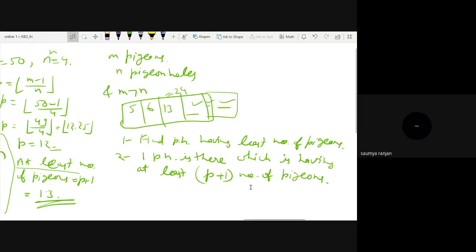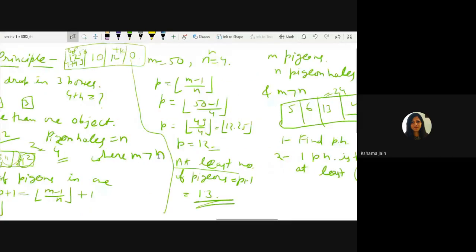Yes, ma'am. Now I understood. Sure? Clear? Yes, ma'am. So this thing was not about which is having the least number of pigeons. It was not about that. It was saying whatever or however much we try to distribute evenly, some place will be there which will be shared definitely. And that will be shared by the minimum number possible.